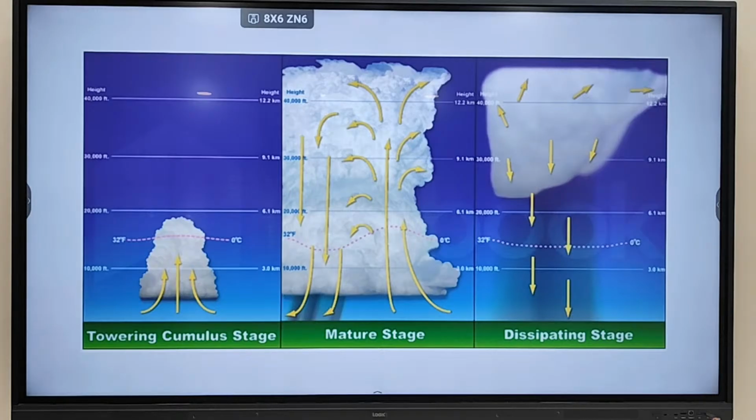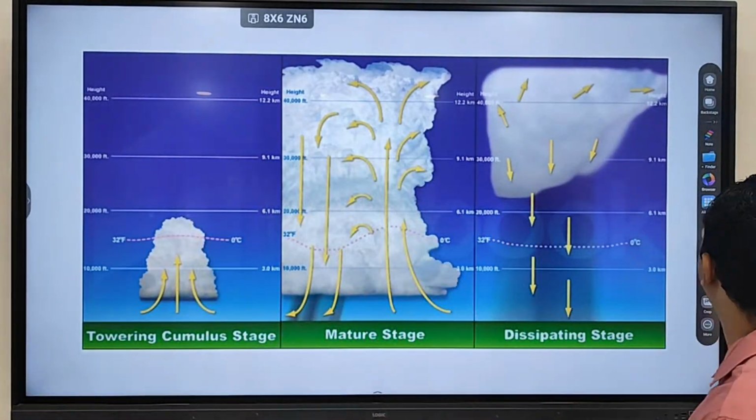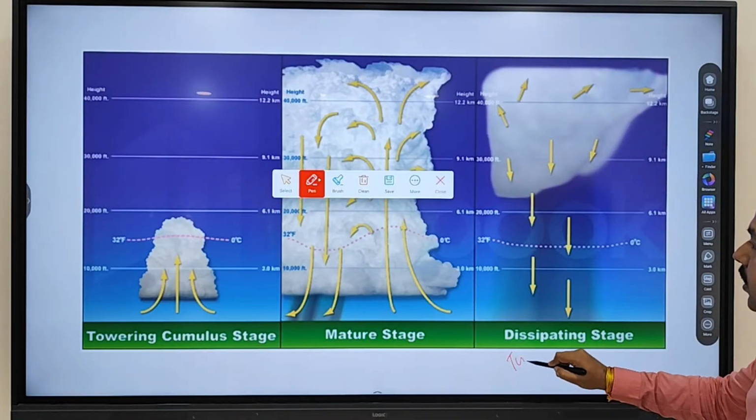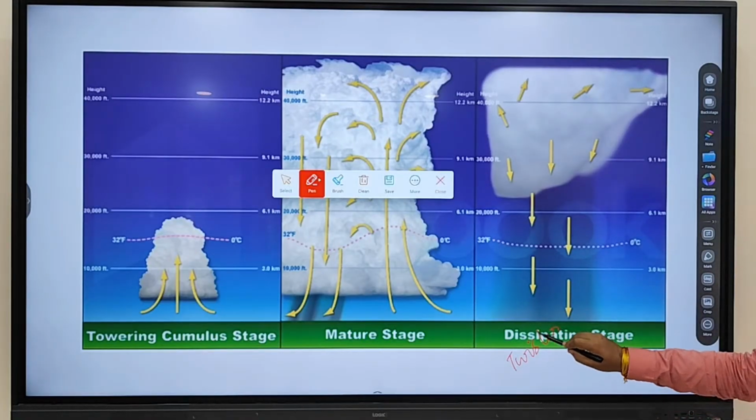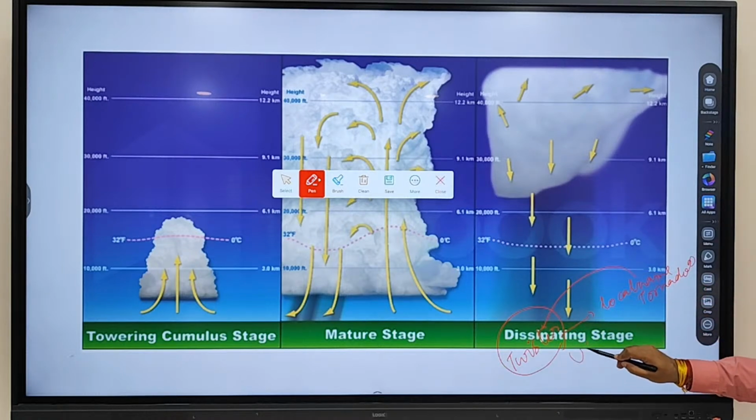Clear? And there is a term that is also used, which is called a twister. Twister is a local name for tornadoes, used in the case of the USA. Clear? So twisters are local names for tornadoes, which are generally seen in the USA.